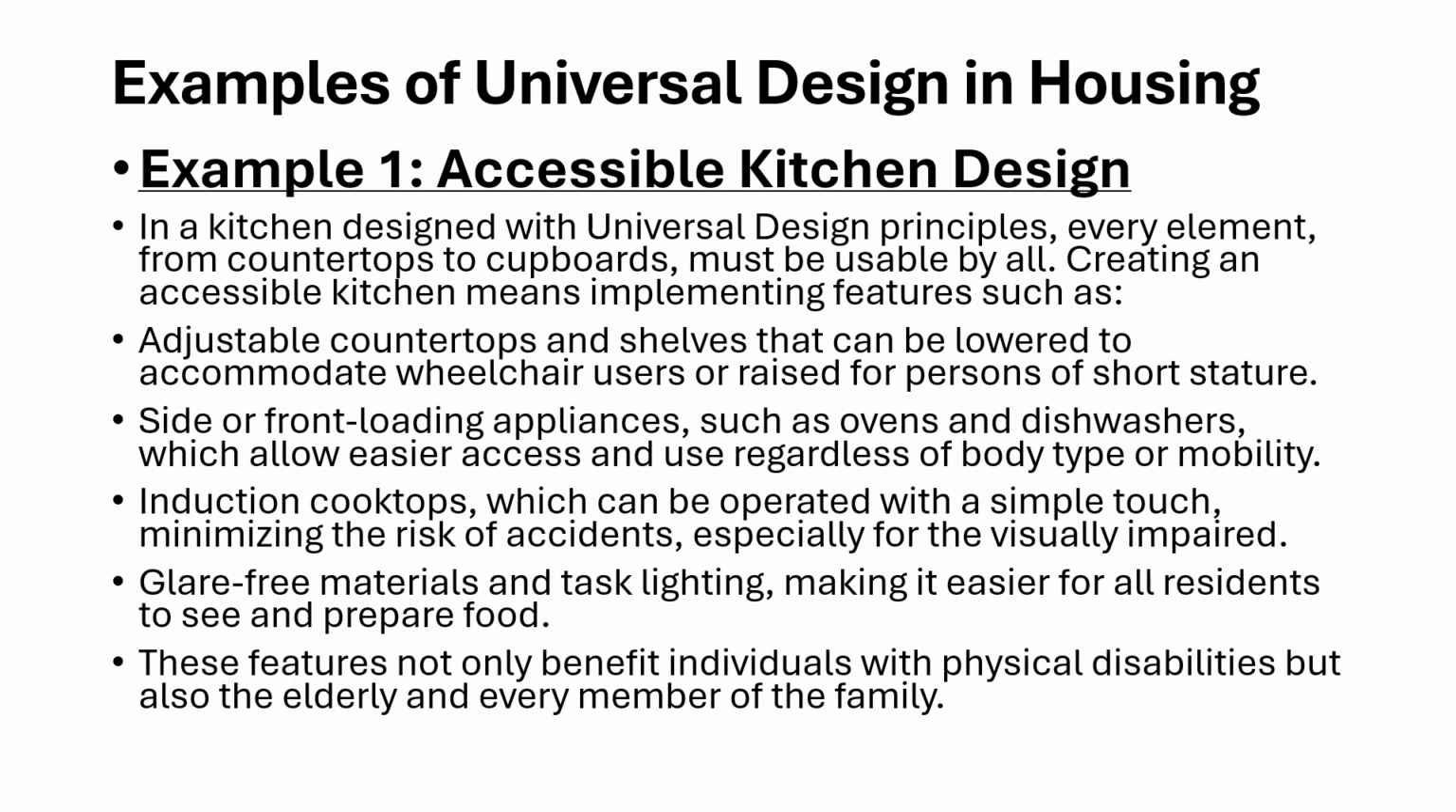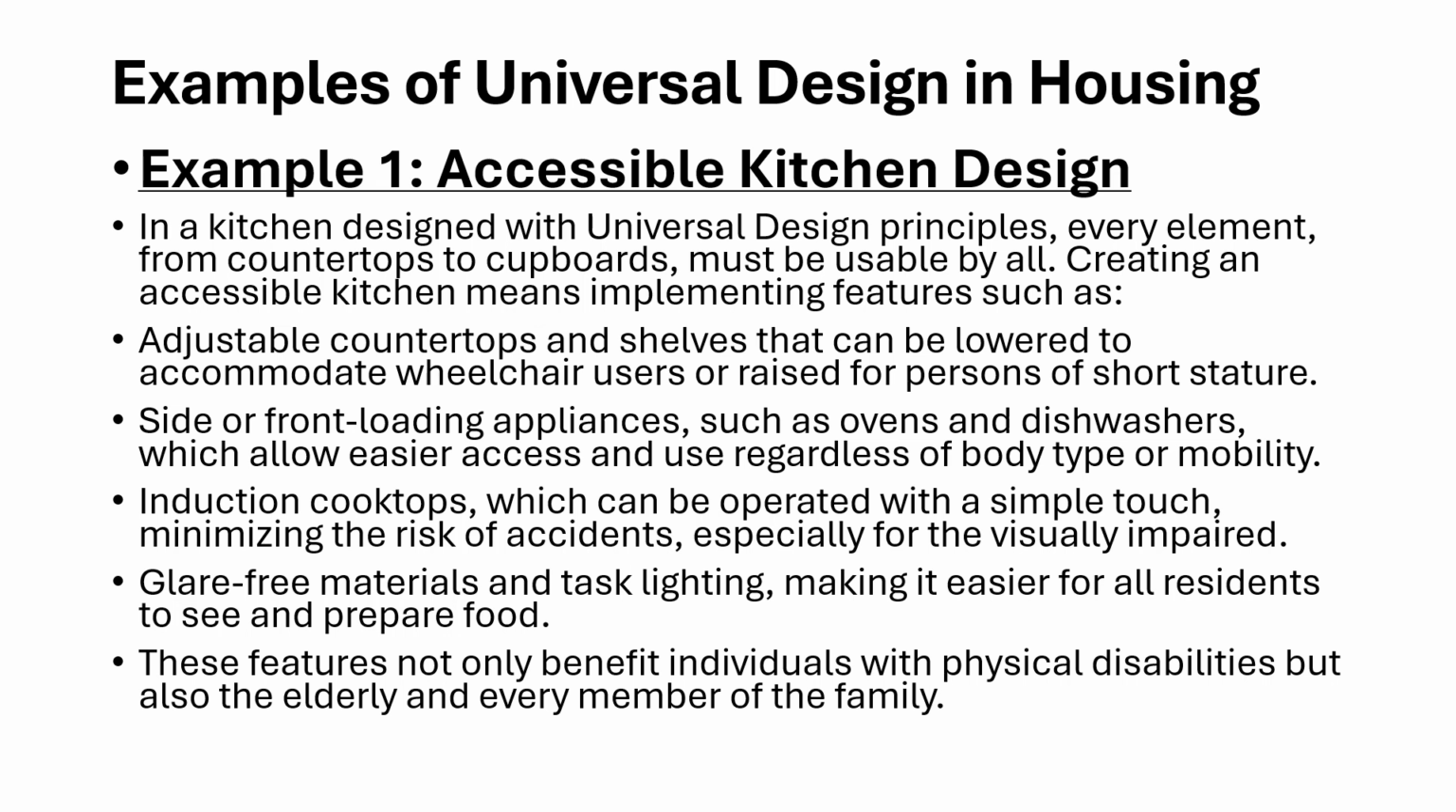I promise we're getting closer to the end. Now we're going to look at some examples of universal design in housing, some examples of a specific room. So kitchen design. In a kitchen design with UD principles, every element from your countertops to cupboards needs to be usable by all, right? You can't just make one part usable and say, oh, UD. No, it doesn't work that way.